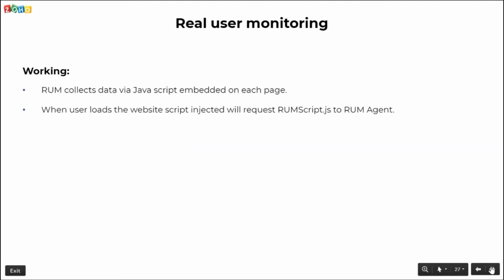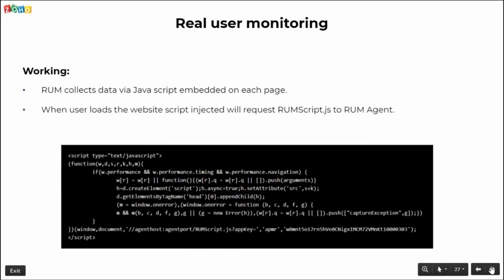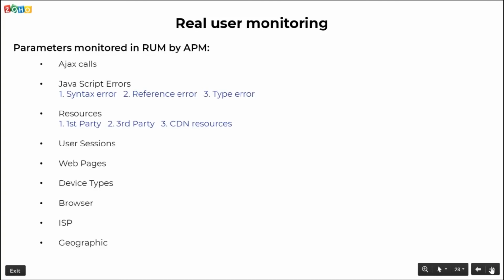So these are some of the parameters that we monitor in Applications Manager. Before going to the parameters, this is the script which I was talking about in the previous slide, where we'll be asked to introduce the agent host and the agent port details. Once after injecting the script and doing the configuration, we will be able to monitor these parameters. The first is the AJAX calls. AJAX calls collect data asynchronously without interfering with the display and behavior of the existing pages. The JavaScript errors, we collect three types of errors under this, that is the syntax, reference and the type error.